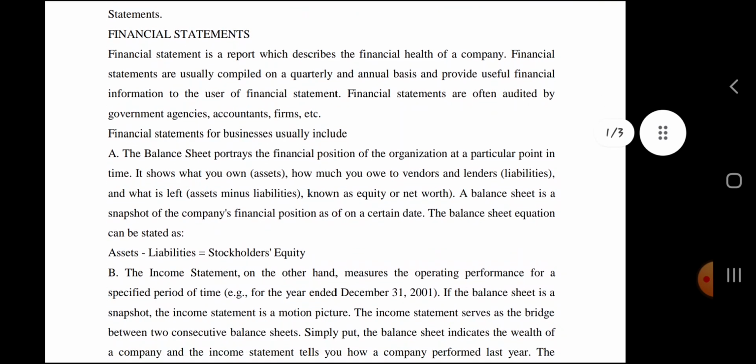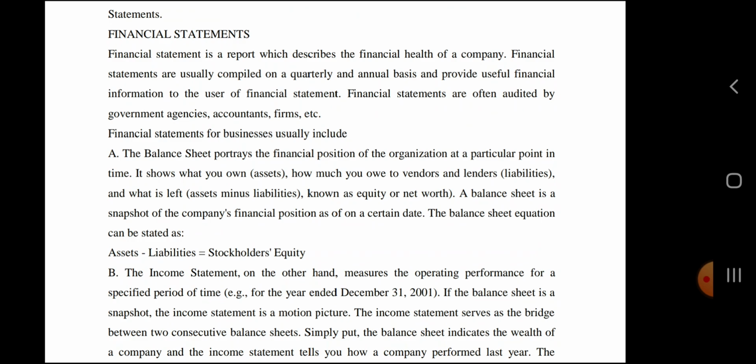Now, how many types are there in financial statements? There are 3 types of financial statement analysis or financial statements. Okay, financial statements include first income statement, that is profit and loss account. Second, balance sheet. Third, retained earnings.